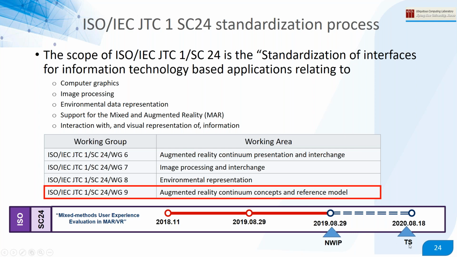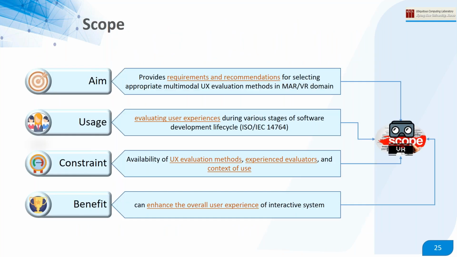Currently, we are going to submit a technical specification this month. The scope of this standard will cover how we can select the appropriate multimodal, multi-method UX evaluation methods in the MAR domain. That process can be used for evaluating the user experience during any stage of the software development process. For example, if some company wanted to develop a MAR product, this process can also be applicable during the software development cycle.